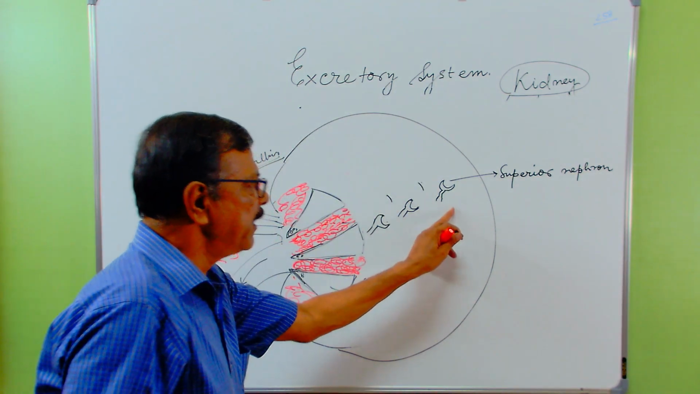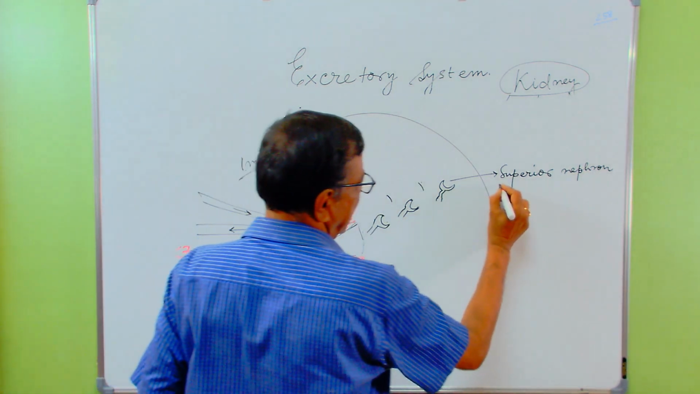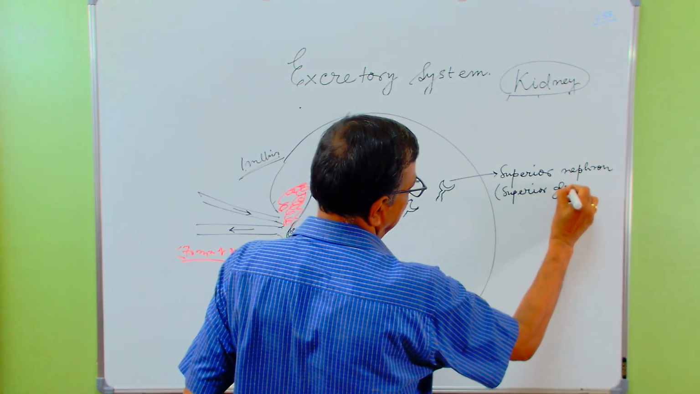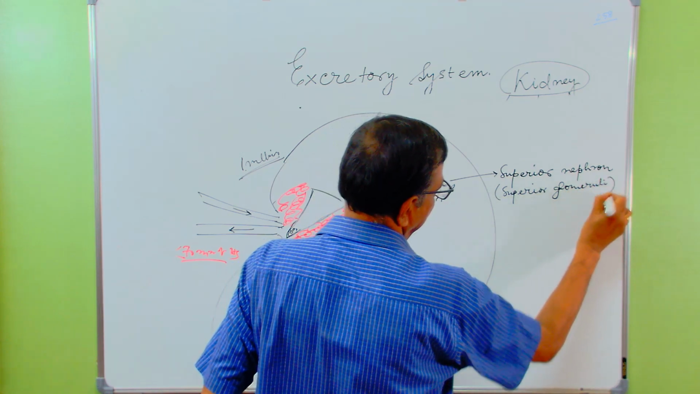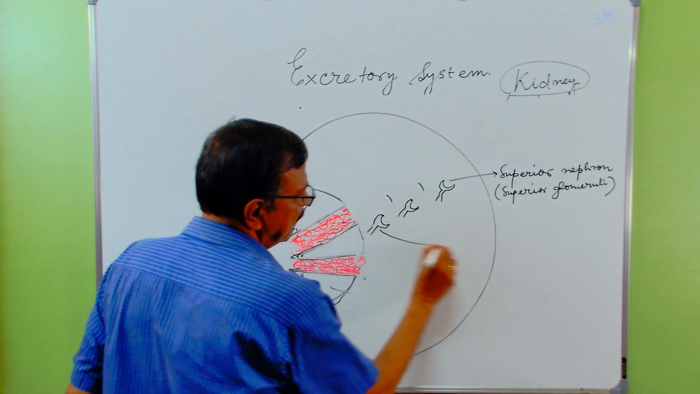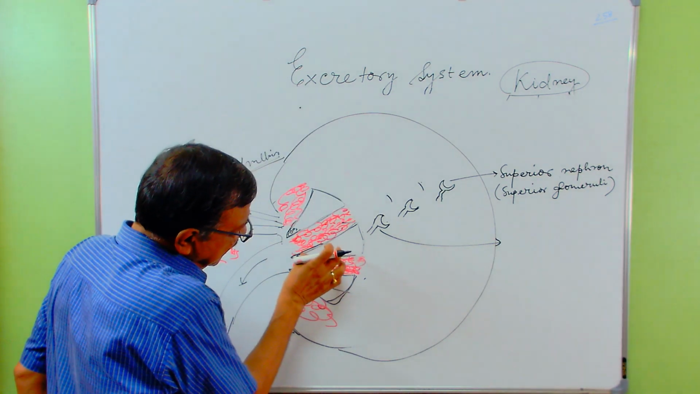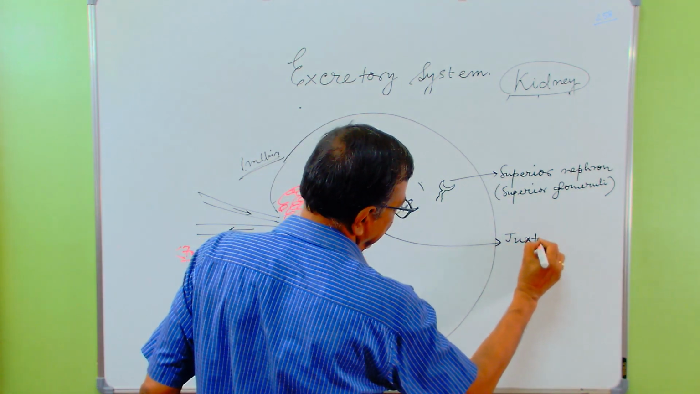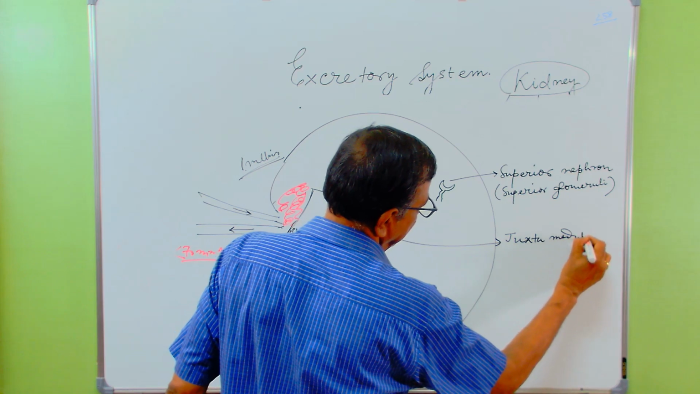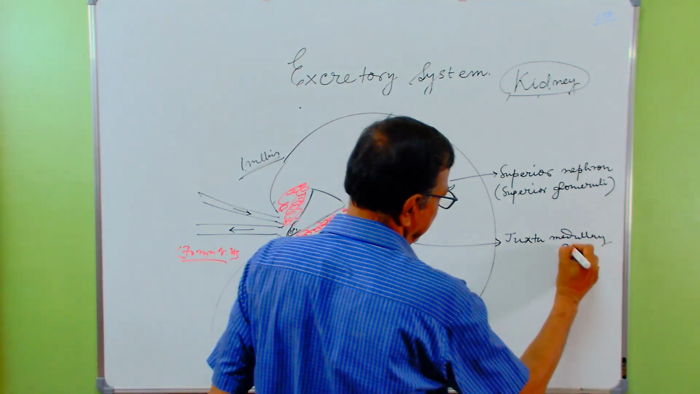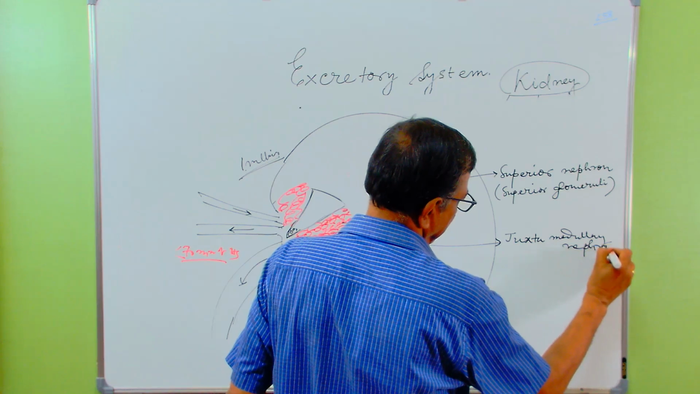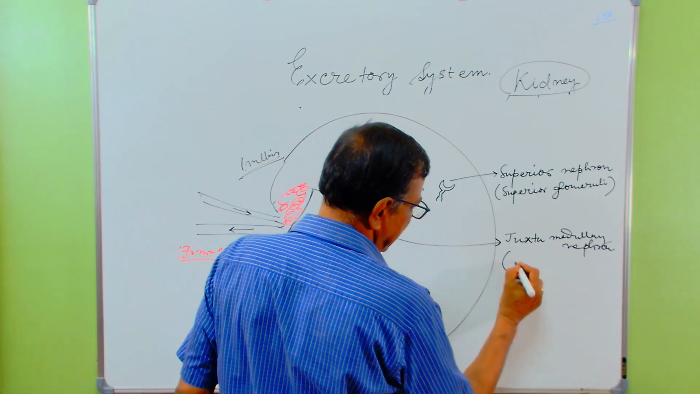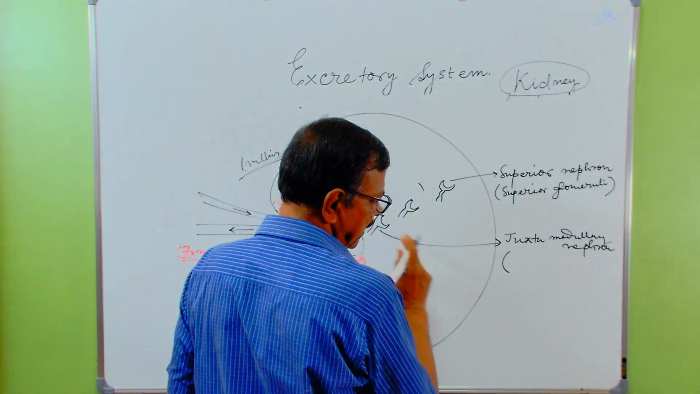That is, glomerulus is superior. So we should write superior glomeruli. And this we will call, this is near the medulla. So this is known as juxtamedullary nephron, whose glomerulus is near the medulla.